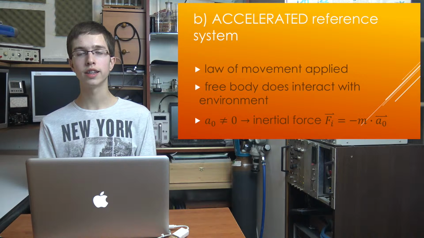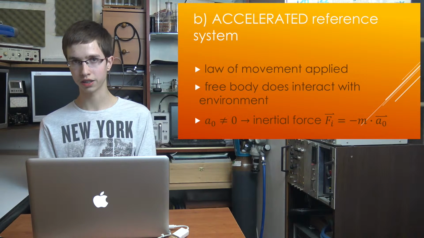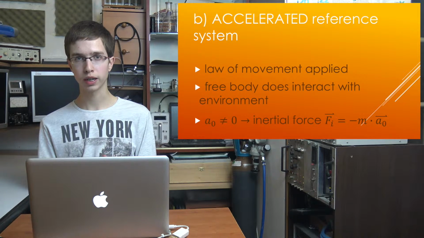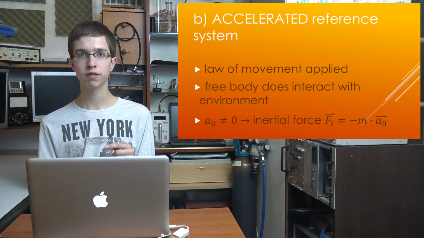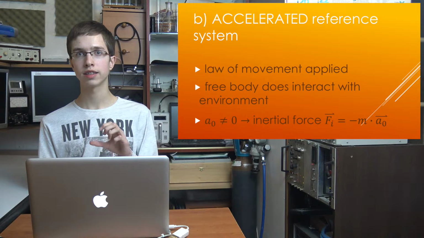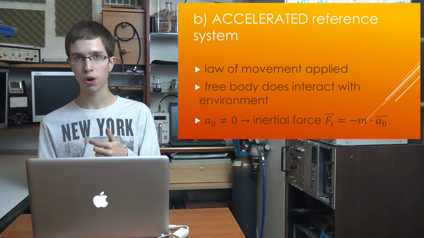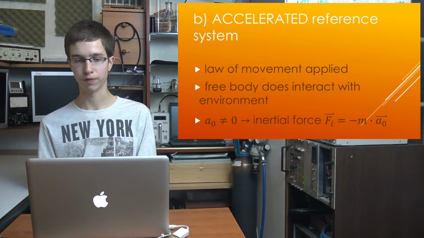Here the body does interact with the system, and the acceleration of the system is different from 0, so the system does accelerate, and therefore, because of the system's acceleration, a special force appears, called inertial force, here marked with Fi, which is minus mass times acceleration of the system, and that minus says that the inertial force acting on a body in the system has an opposite orientation of a real force acting on the body.